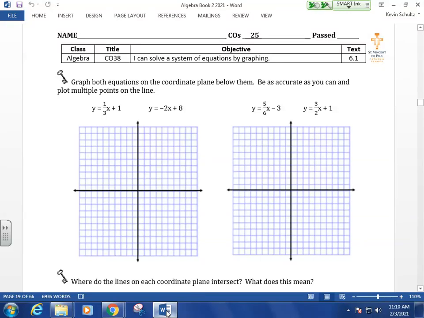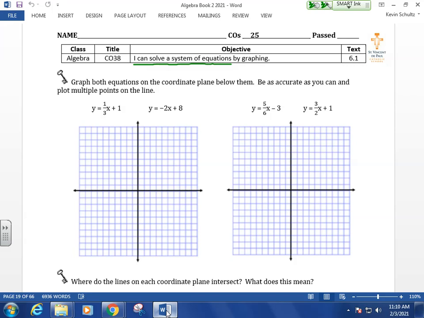We are continuing Unit 5 in Algebra, talking today about solving a system of equations. And the next three objectives, 38, 39, and 40, all start the same way. I can solve a system of equations. What changes is the method that we're going to use, okay? And today's method is going to be graphing.